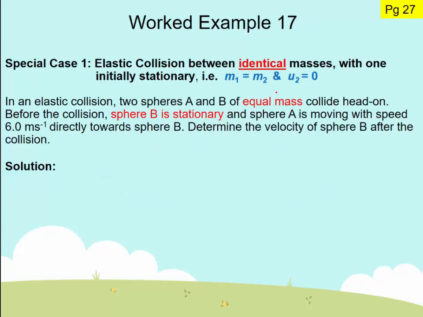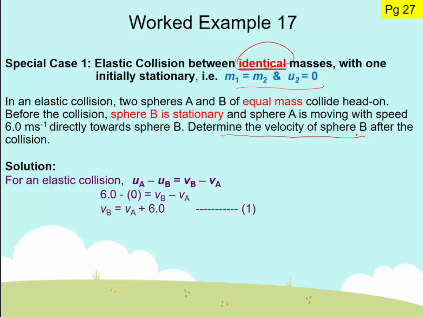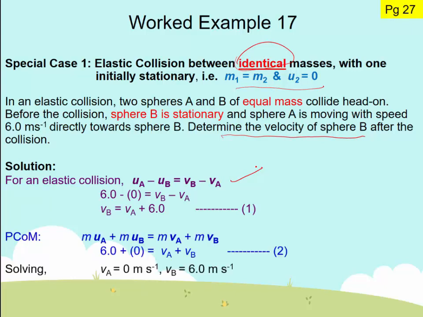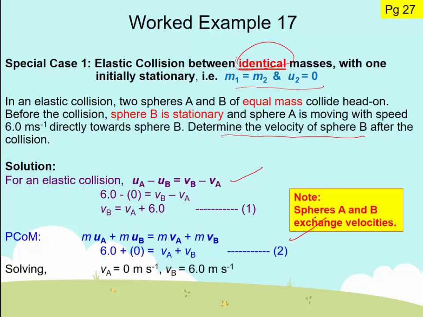Work example 17. This example is a special case which we want to show. So elastic collision between identical masses with one initially stationary. Now we are supposed to determine the velocity of sphere B after the collision. So elastic collision, straight away we apply the relative speed formula and we use PCOM and you can solve the equation. If you look at it carefully, you will notice that sphere A and sphere B actually exchange velocity.